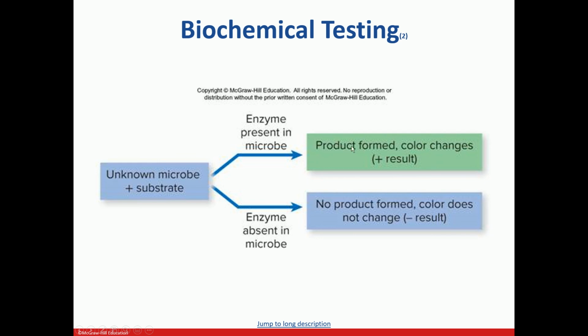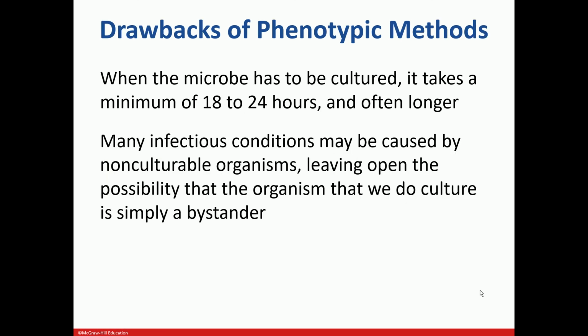So microbial expression of the enzyme is made visible by a colored dye. If there is no coloration, it means the microbe lacks the enzyme for utilizing the substrate. So this is the scheme. If you have an unknown microbe, you are going to grow it in some medium which has a substrate. If the enzyme is present in the microbe, it's going to break this substrate, the product will be formed, and the color of the medium will change.